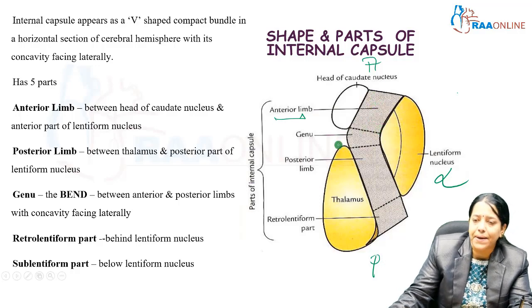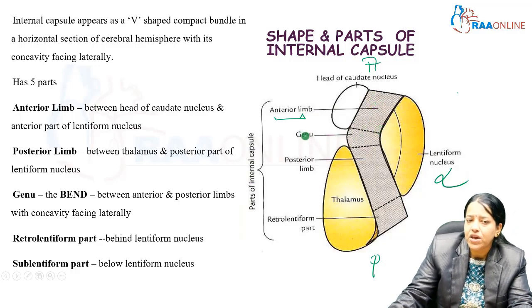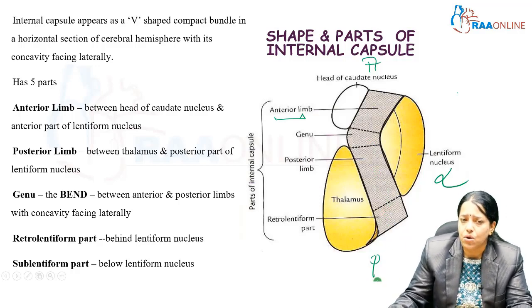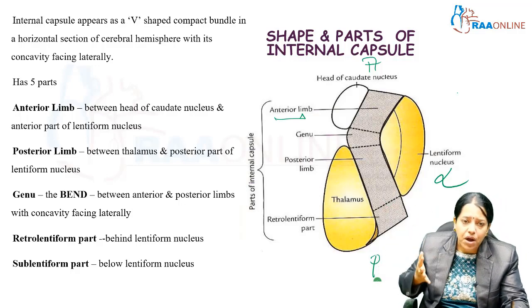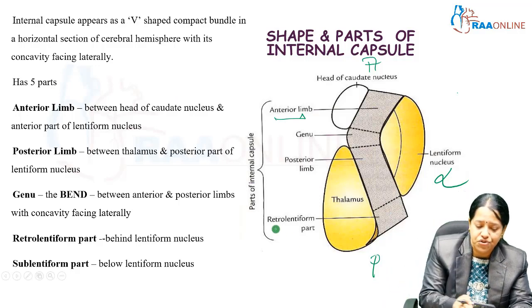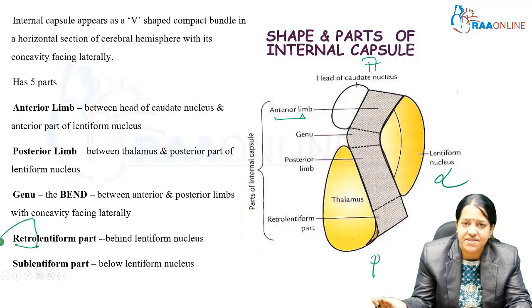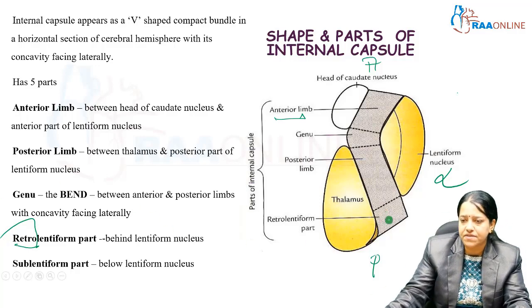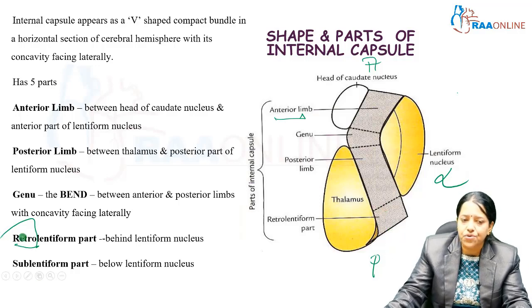So that is how we are seeing the internal capsule, and you have the anterior limb of the internal capsule. Any bend in neuroanatomy is called genu. Genu means any bend, so genu is the bend between the anterior and the posterior limb. The two arms of the V form the anterior and the posterior limb. The posterior limb extends backwards towards the occipital lobe, which is behind. And that is called the retrolentiform part. Retro means back, right? So something extending towards the posterior aspect is called the retrolentiform part.